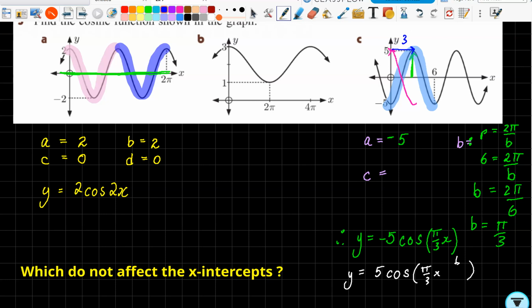Out of your A, B, C, and D, which do not change your x-intercepts? Does not affect your x-intercepts. I've heard from the crowd A and C. Do we agree on that? No, just A, that's right. Why do we rule out C? Because it shifts it left or right, so that's definitely going to change your x-intercepts.